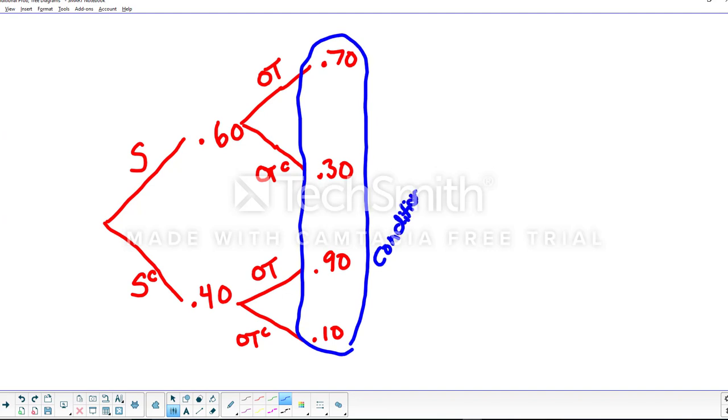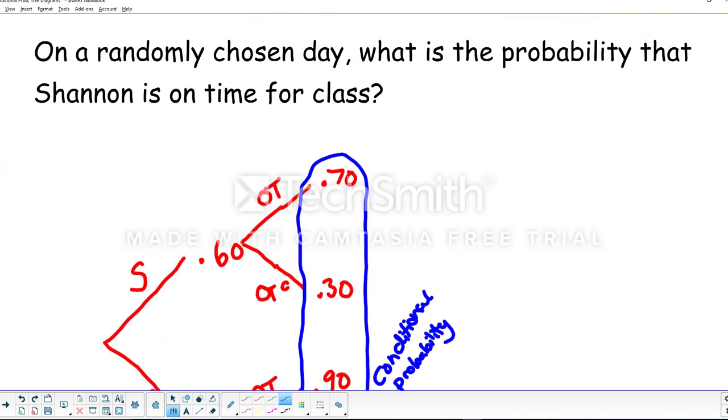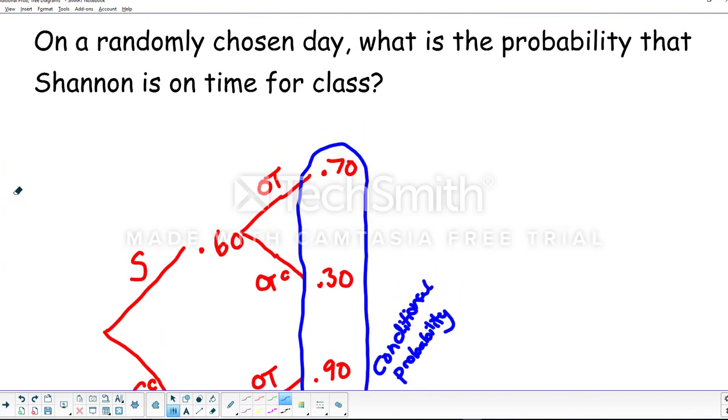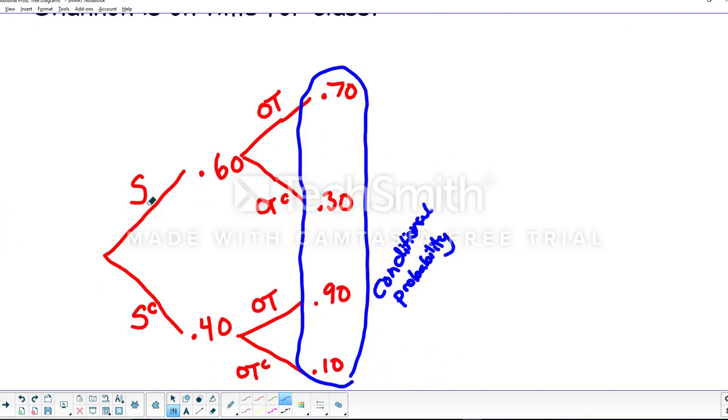If she hits the snooze, she has a 70% chance of making it to class on time. Okay? So what's nice is that if we're given conditional probabilities, then a tree diagram lends itself to using it, right? But that's not the question we want to know. We want to know on any randomly selected day, what's the probability that Shannon is on time for class? Well, we take a look at this.